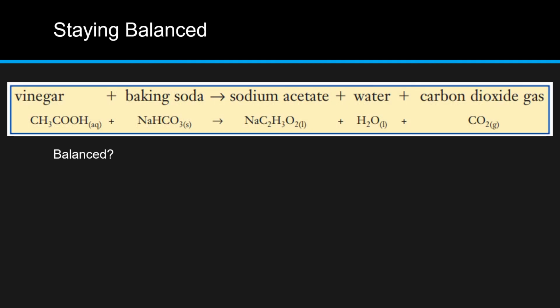So what does this mean? We have this equation, one of the simplest ones, vinegar and baking soda. This is an acid-base reaction because we're going to be getting this sodium acetate, which is going to be our salt. We have our water, and then we do actually produce carbon dioxide gas.